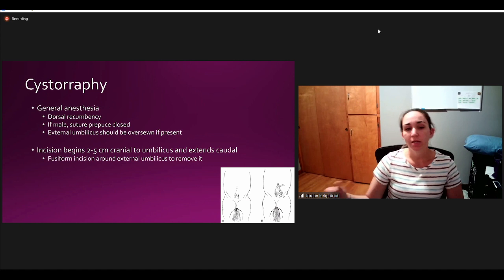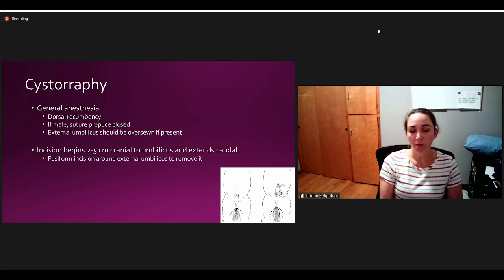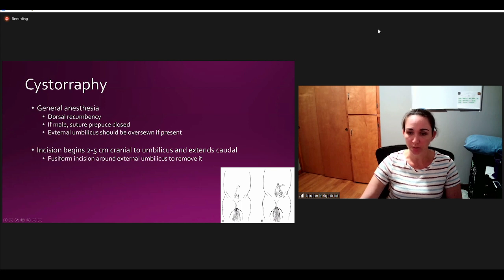The incision begins 2 to 5 centimeters cranial to the umbilicus and it extends caudally. If the umbilicus is present, then you're actually going to do a fusiform incision. So the umbilicus is here in this image. You'll actually kind of come around like this because you're going to remove the umbilicus and the remnants as you do this surgery.